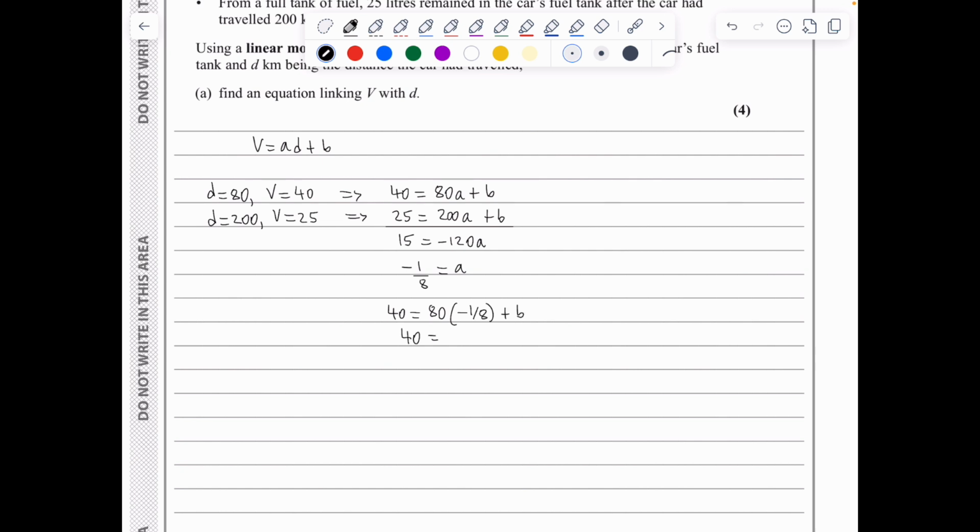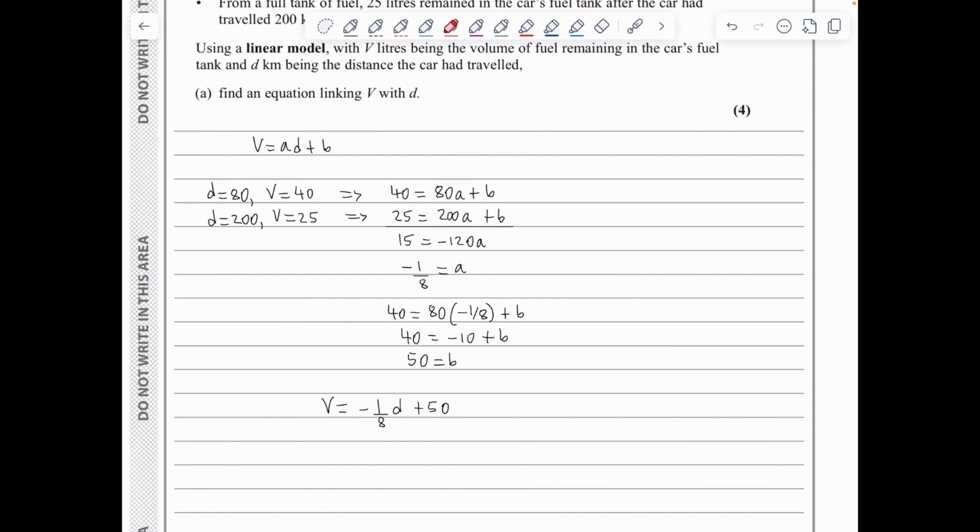So 40 is minus 10 plus b, which means that 50 is equal to b. And therefore, to conclude, the equation linking V with d, which is what we were asked to do here, is capital V is minus 1 over 8d plus 50.